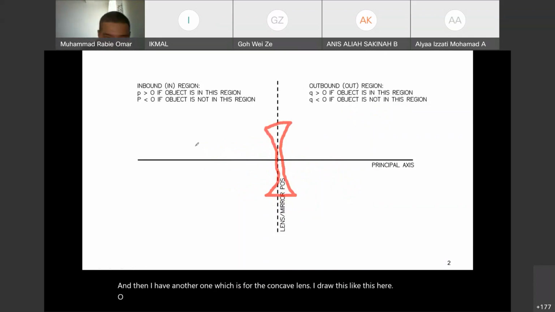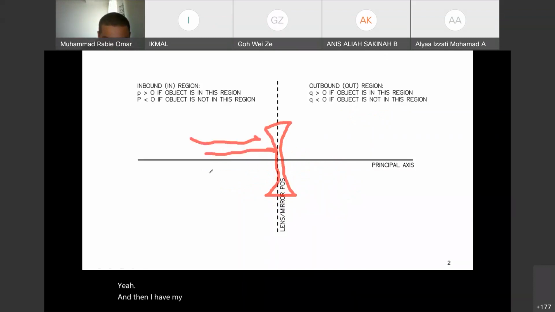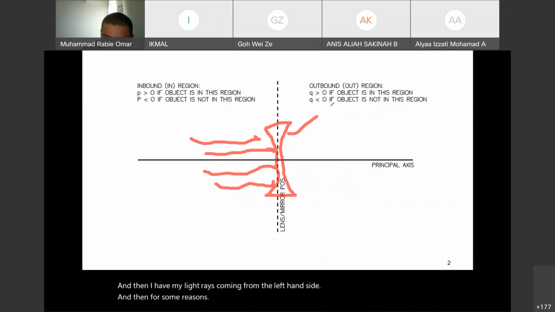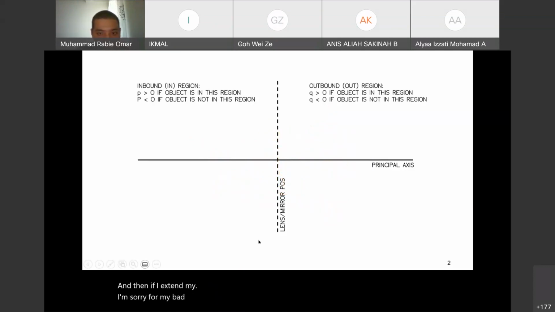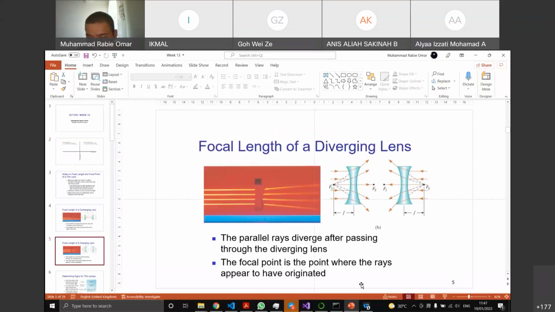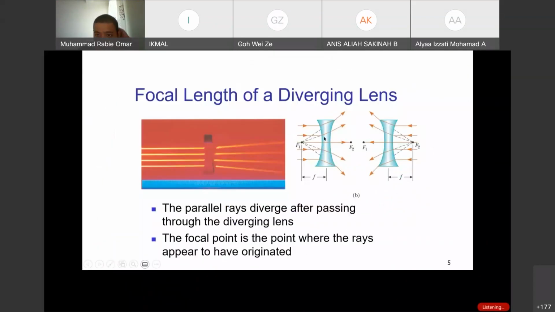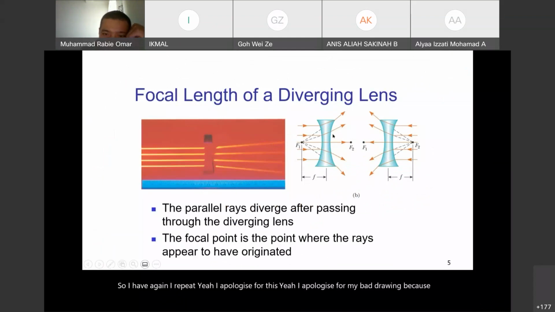Okay. And then I have my light rays coming from the left-hand side. And then for some reason, these rays are getting diverged. And then if I extend my, I'm sorry for my bad drawing. Maybe I should use the figure here. So I have, again, I repeat, I apologize for my bad drawing because I'm drawing using my mouse.